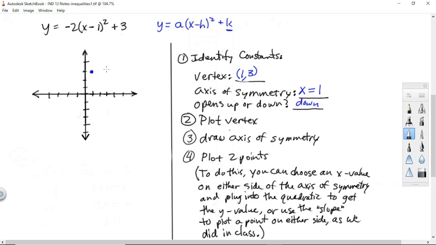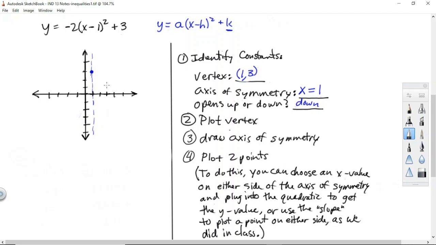Next thing is to draw the axis of symmetry, and we'll draw that as a dotted line. It's vertical and it goes right through the vertex. That's the axis of symmetry. That just helps us graph it because the parabola is symmetrical around that. Okay, and now we're going to plot 2 points.